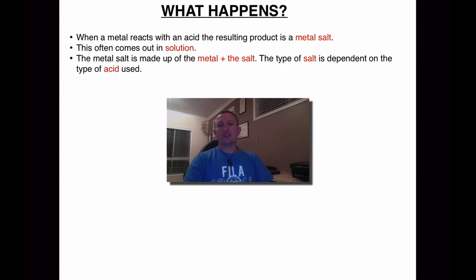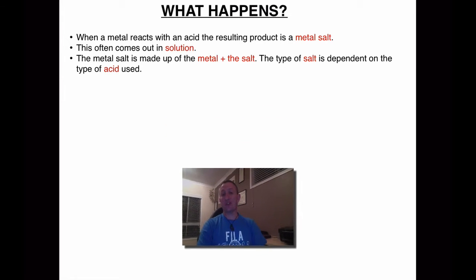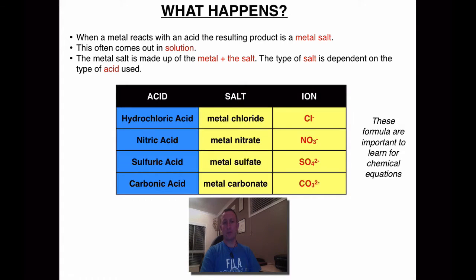Now, the metal salt is made up of two things. Firstly, there's the metal, and secondly, there's the salt. The salt is dependent on the type of acid that you've used. In the table that you can see here, it shows what type of salt is generated when you add a certain type of acid. It also gives you the ion that that salt equates to.